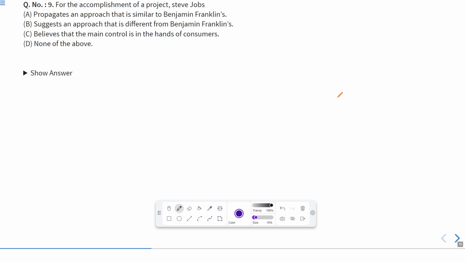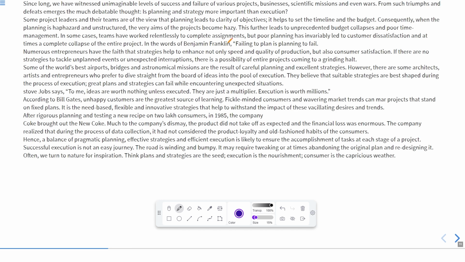For the accomplishment of a project, accomplishment of a project means the finishing of the project, Steve Jobs, so this S should be capital. Here it should be Steve Jobs. Steve Jobs is the name of a person. For the accomplishment of a project, what does Steve Jobs think? Propagates an approach that is similar to Benjamin Franklin's, suggests an approach that is different from Benjamin Franklin's. Now let us see the approaches of these two people. If you see about Benjamin Franklin, he said that failing to plan is planning to fail. It means he said that planning should be done before anything, because planning is the most important thing.